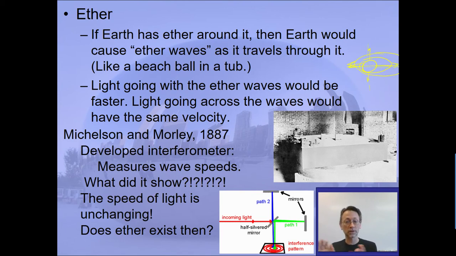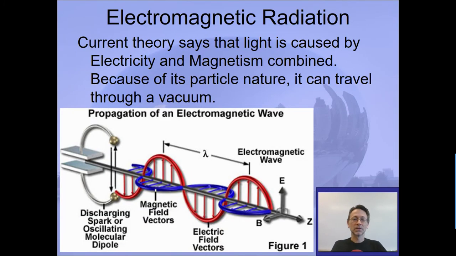So one of them will get affected by the ether waves and one of them won't get affected by the ether waves. And guess what it showed? It showed that the speed of light doesn't change, which means what about ether? Yeah, it means that ether doesn't exist either. So we had to come up with a new theory to explain this then. And through a couple of different iterations, we end up with this theory that we have now.